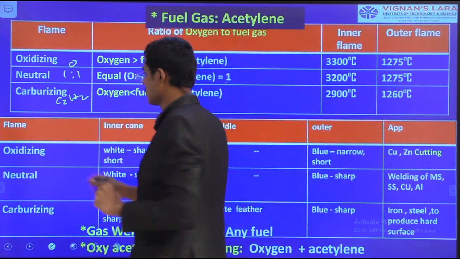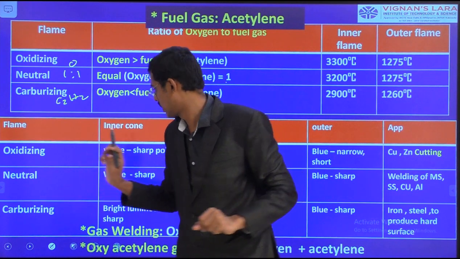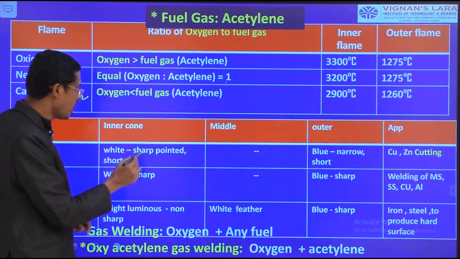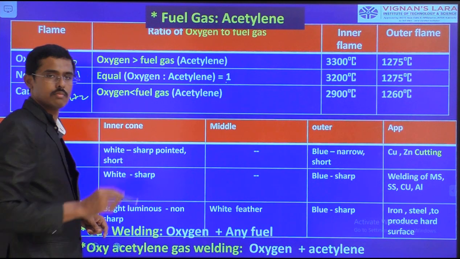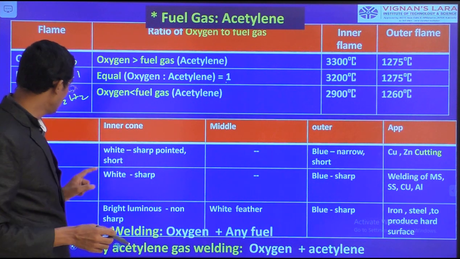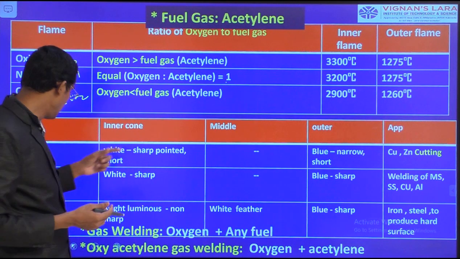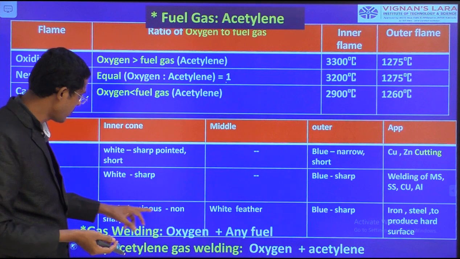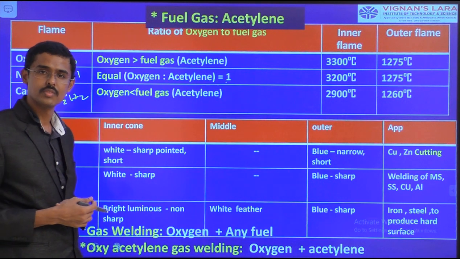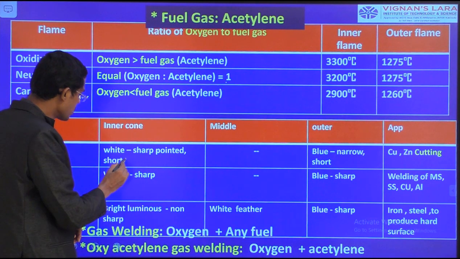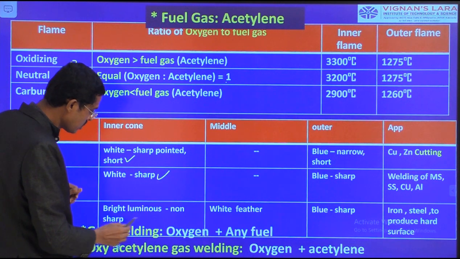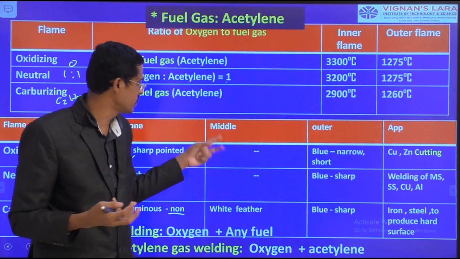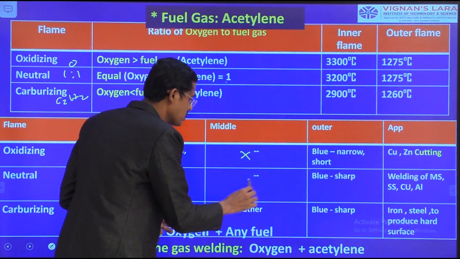So you see the applications. The flames oxidizing, neutral, carburizing I have added. The inner cone is white, sharp, pointed, short for oxidizing. Similarly for neutral, white, sharp. Similarly for carburizing, the last one we have seen, it is luminous, bright, illuminating, non-sharp, for heat treatment. These two are sharp, this is non-sharp. Please remember. Here the middle feather is not there for the first two.